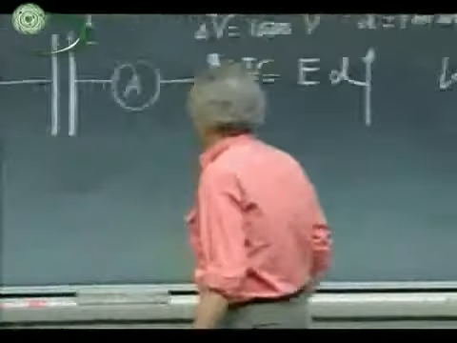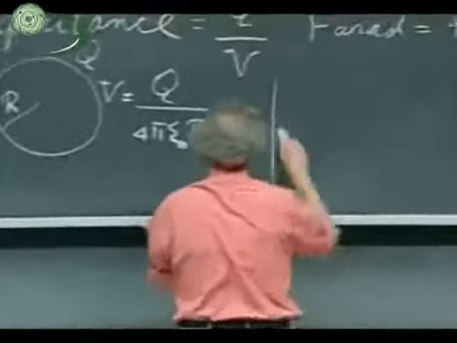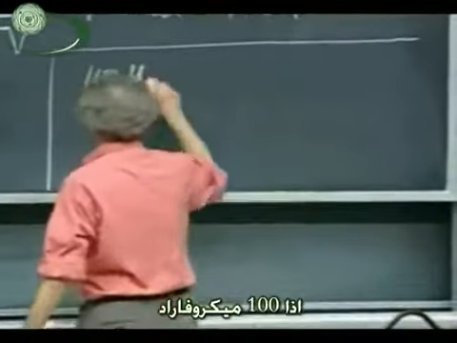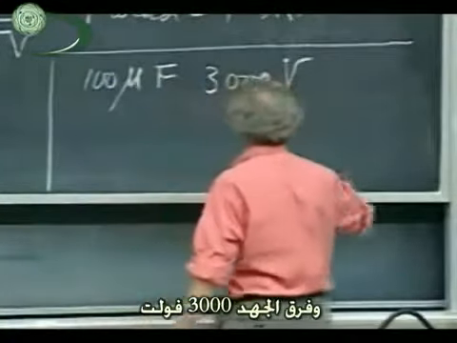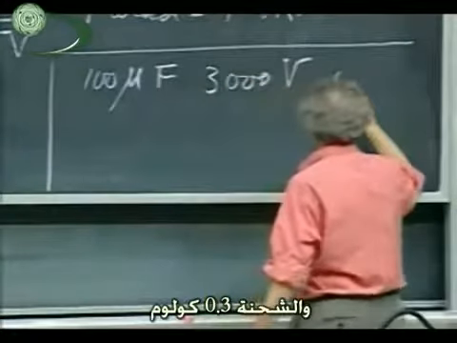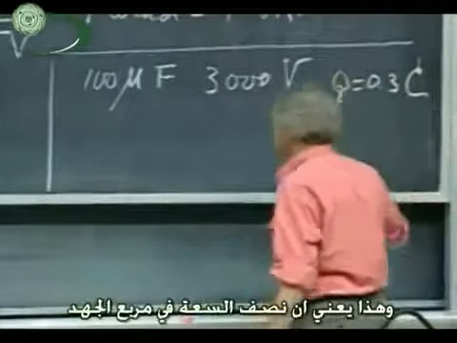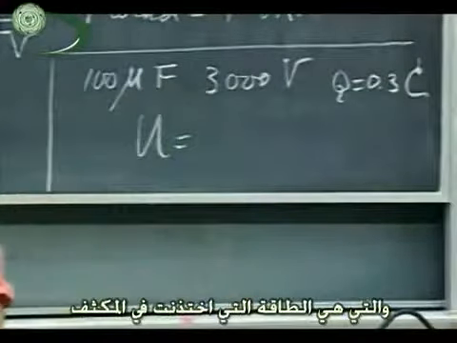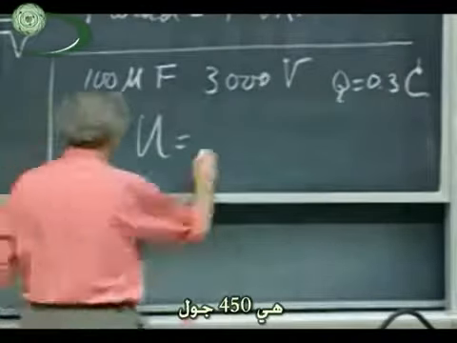I'll give you some numbers. So it is 100 microfarad. I'm going to put a potential difference over it of 3,000 volts. That gives it a charge Q of 0.3 Coulomb. And that means that 1/2 CV squared, which is the energy that is stored then in the capacitor, is 450 joules.